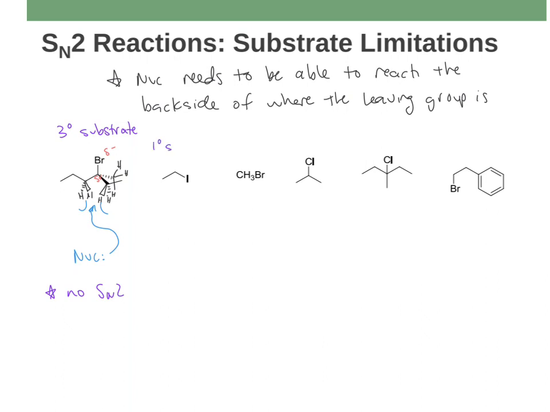Now that's in contrast to the next one with the iodine. This is just a primary substrate. If I look at this, really I've got H's on this carbon, and I've got the two H's that are here, but that's not too bad at all. That's not nearly as much stuff as what was on that first one. So now if I have a nucleophile that needs to attack, there's not that much stuff in the way, so it's easy for it to get to the backside. So you can do an SN2, and in fact, primary substrates do SN2s really well.